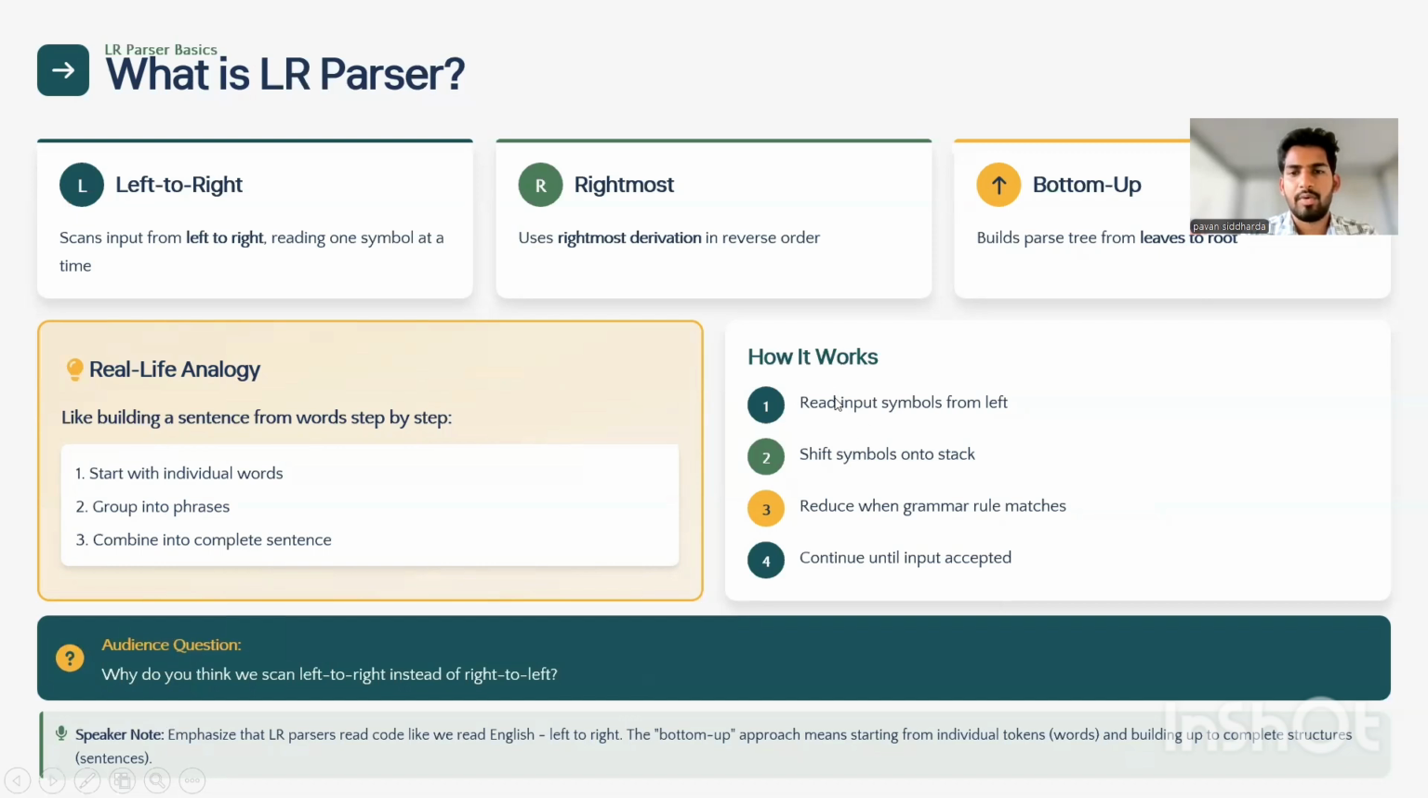So this is the algorithm. Read the input symbol from left, shift the symbols onto the stack, reduce when the grammar rule matches, and continue until the input is accepted.